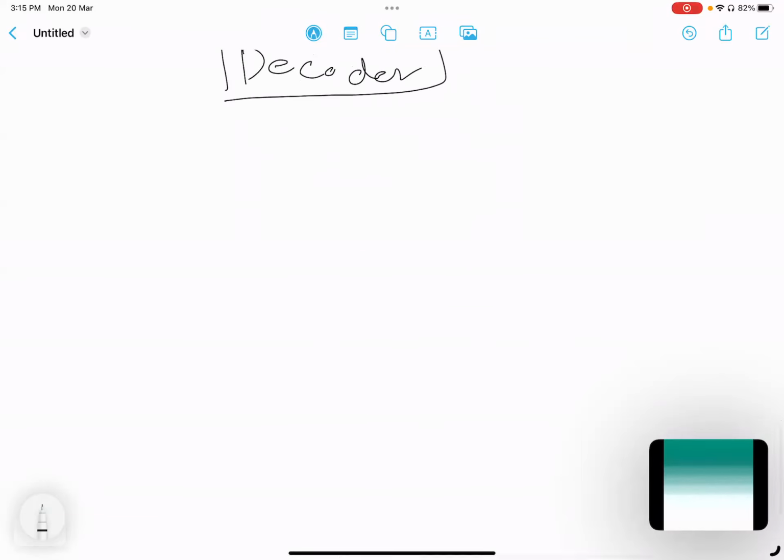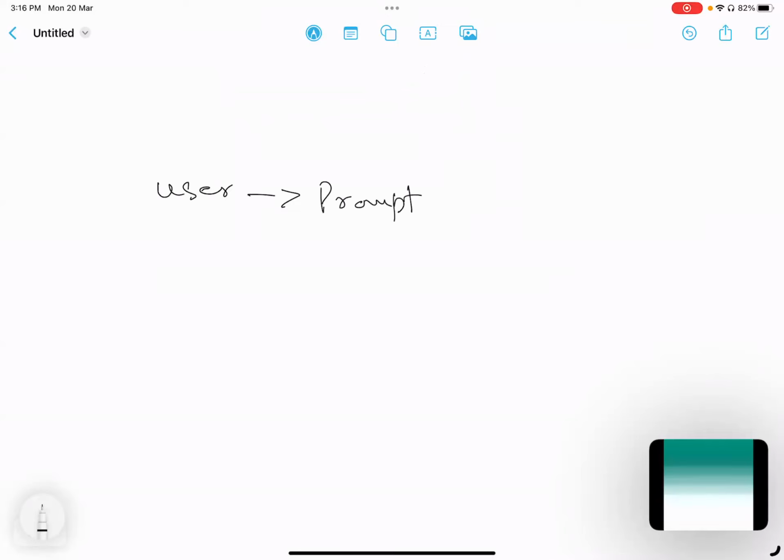These are a few steps, but additionally ChatGPT follows a reinforcement learning technique, which takes feedback from the user. So if the user gives a prompt to ChatGPT, ChatGPT in reverse will give a response.